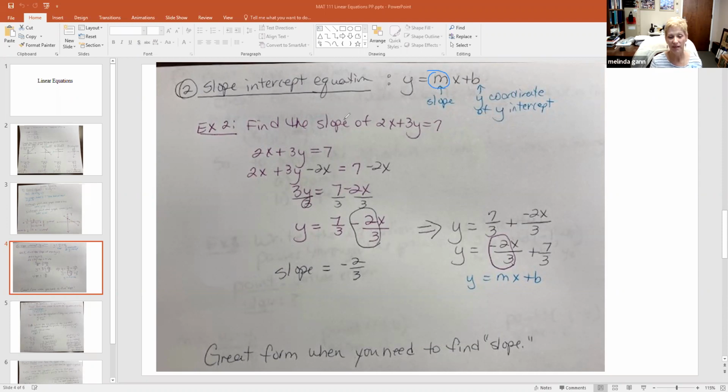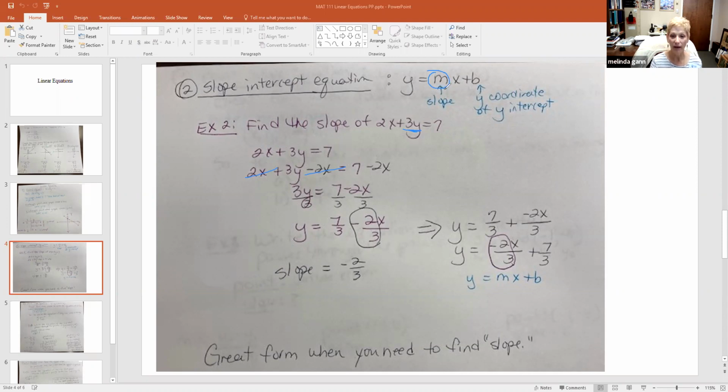So like on the previous example, instead of saying graph that, what if somebody said find the slope of that line? Well, see, it's hard to tell the slope from this general form. So I changed it to the slope-intercept form. So remember what that means. It means you get y by itself. So I had to get rid of this 2x. So how do you get rid of this 2x? I subtracted 2x from both sides. So that 2x went out with that 2x and left me 3y. And then I had 7 minus 2x on this side.